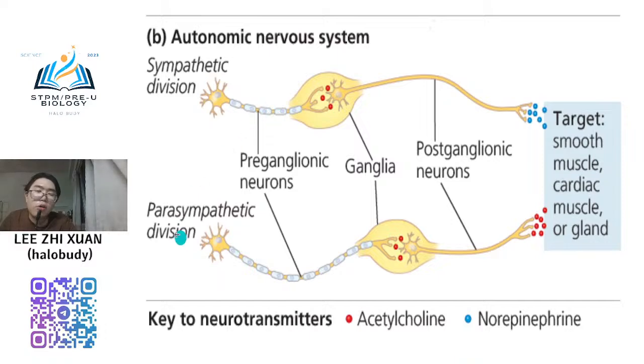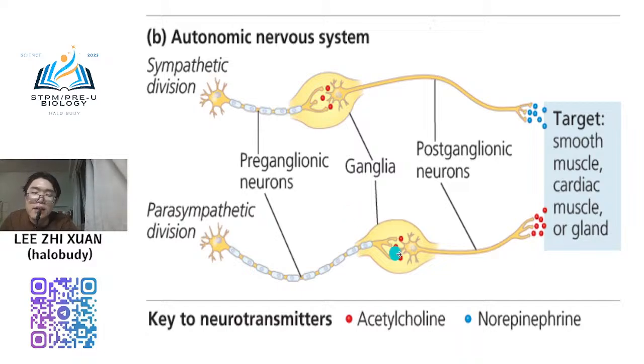more shorter compared to parasympathetic, because parasympathetic is longer, right? You see here, longer. So for sympathetic, pre-ganglionic is shorter, but post-ganglionic is longer. For parasympathetic, pre-ganglionic is longer, but post-ganglionic is shorter. This is one type of difference in terms of neuron structure.